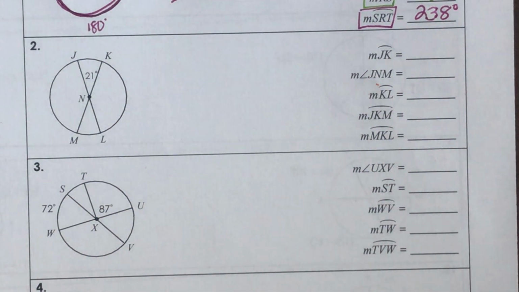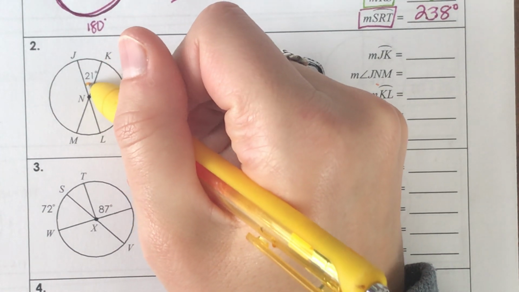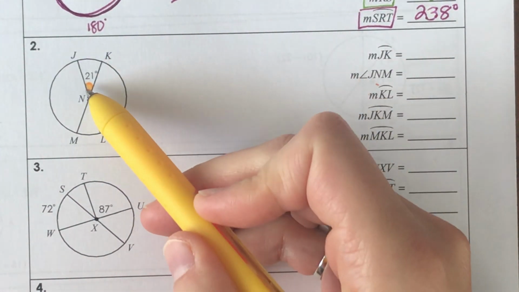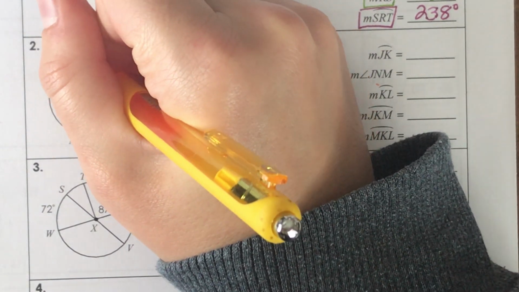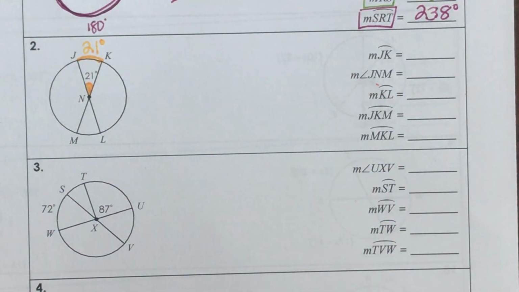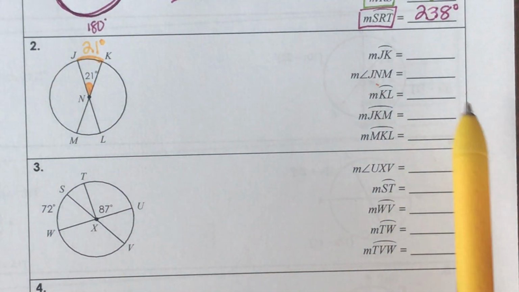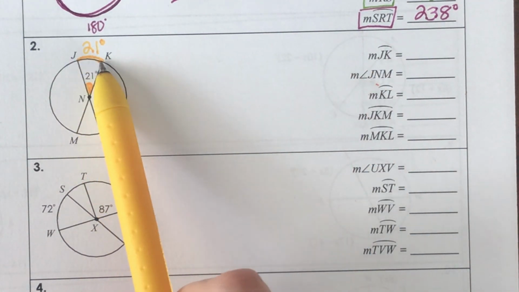All right, number 2. First thing I see is that this angle right here is 21 degrees. Knowing that this small angle is 21 degrees, that must mean that this arc out here, J to K, is also 21 degrees. So I'm going to write that in. Oh, look at that. That's the very first thing it asks me for, the measure of arc JK.